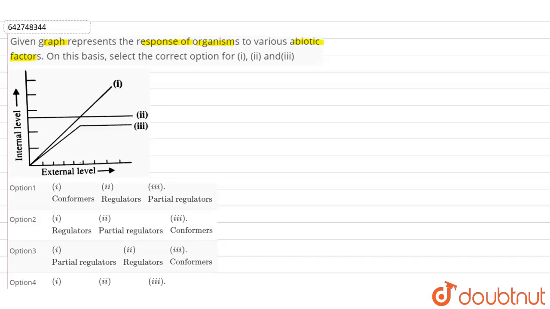In this question, we have a graph which represents the response of different living organisms to various abiotic factors. And after observing this graph, we have to select the correct option for the curves 1, 2, and 3.